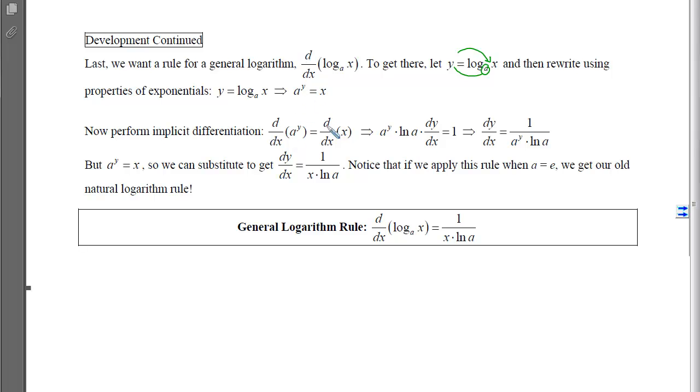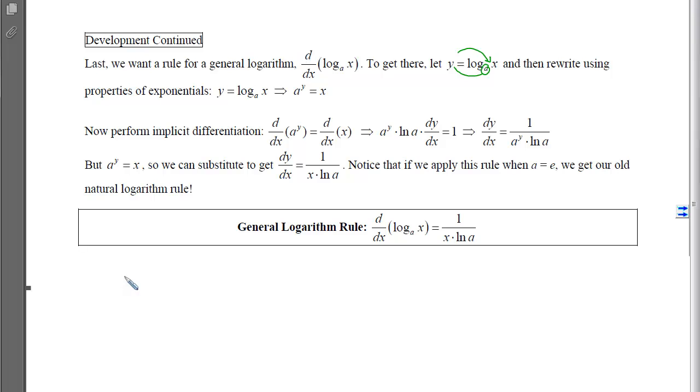I differentiate both sides. So the derivative of a to the y will be a to the y unchanged times the log natural of the base times the derivative of that power, which will be a dy dx. And on the right-hand side, we will take the derivative of x with respect to x and get a 1. If I isolate dy dx, notice that this all ends up on the bottom. But what is this a to the y? The a to the y was the same as x. So we can see that this looks an awful lot like the derivative of a natural log because it's 1 over the inside. What's new is that I have that ln of a on the bottom.